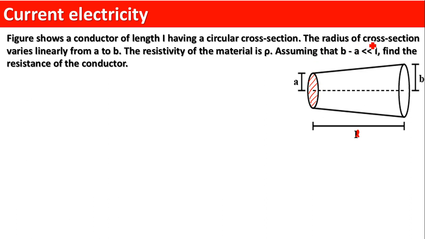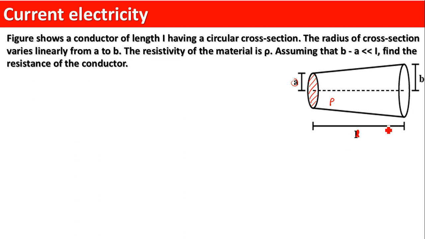The radius of the cross section varies linearly as you go along the length. The radius is going to vary from A to B. So initially it is A, and at the end it becomes B, when you travel from x is equal to 0 to x is equal to L. Understand? Now the material has resistivity rho. Assume that B minus A is very much less than L. So the difference between B and A is very much less than L. Now we need to find the resistance of the conductor.